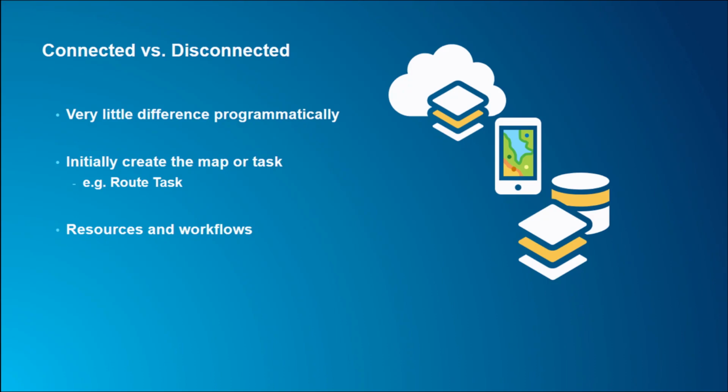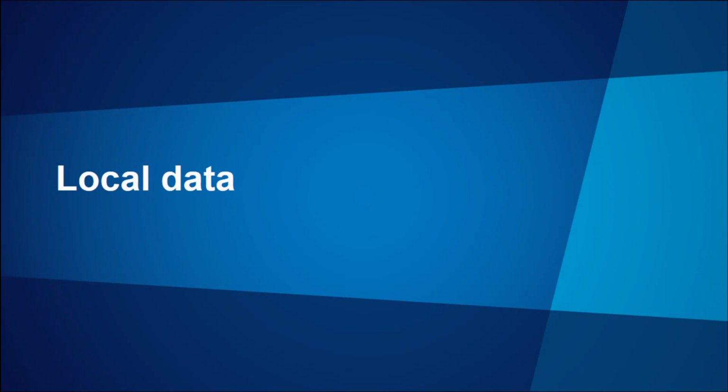In the end, if you're disconnected or connected, there's very little difference when you're doing this stuff programmatically. It's really about the initial creation of the map or the task. So for example, if you're creating a route task, it's a matter of whether you're pointing to a URL or if you're pointing to a mobile map package and the network data set that's in there. It's really about what your resources are and the workflows that you need to support. So you've probably all used services before, but maybe you haven't actually created some local data.